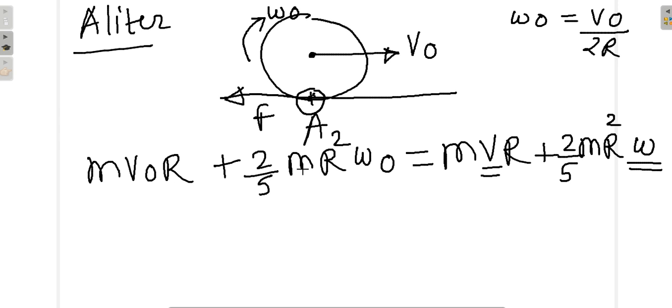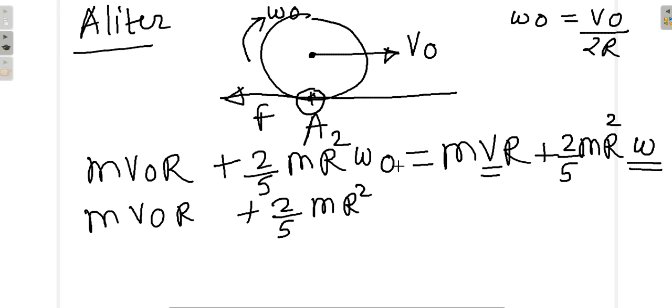So let us now substitute the values. I have m into v naught into r plus 2 by 5 mr square. What is omega naught? Omega naught is v naught upon 2r.